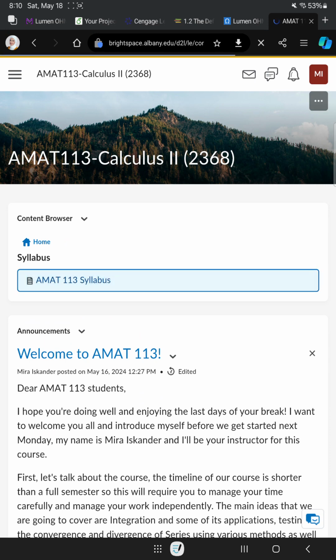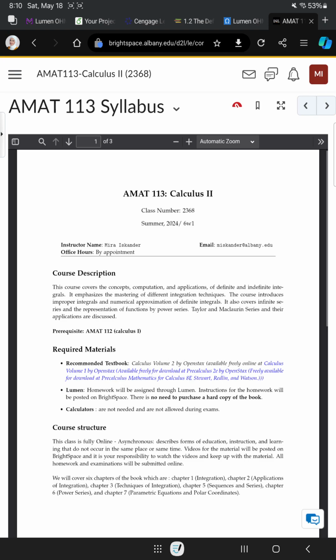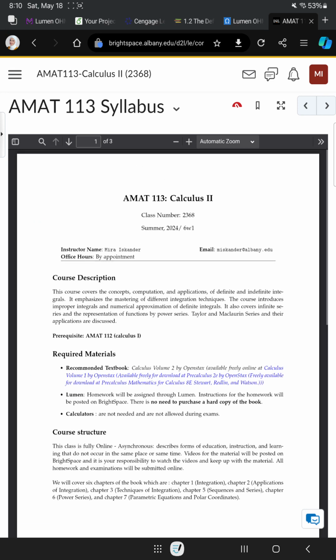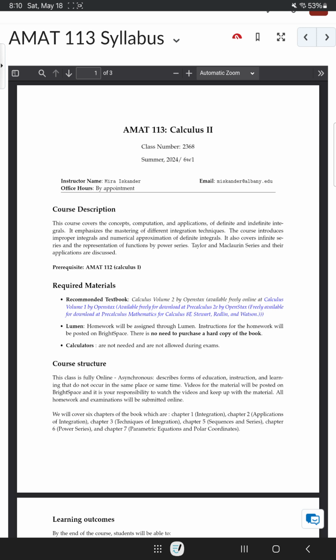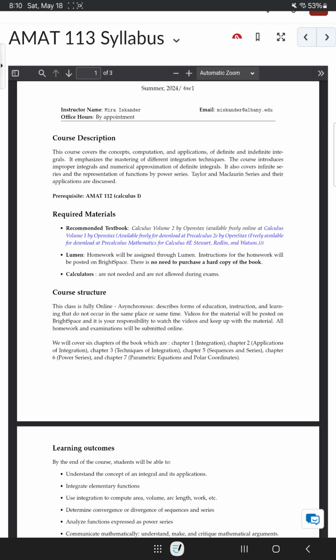This syllabus is posted on Brightspace. You should be able to access it. If you have any problems, let me know. I want you to read through the syllabus. If you have questions, contact me, but I'm going to go over some of the things in the syllabus and give you a bit more details. First of all, this course covers three main topics: integration, series, and towards the end we're going to discuss parametric equations and polar coordinates.